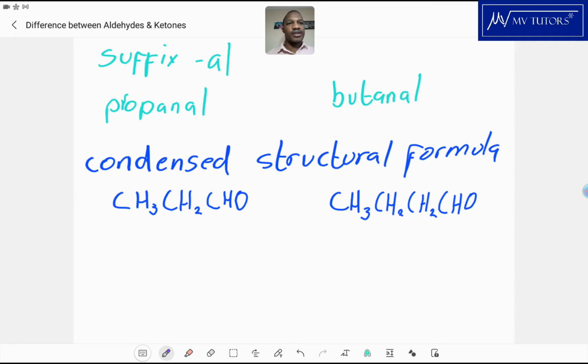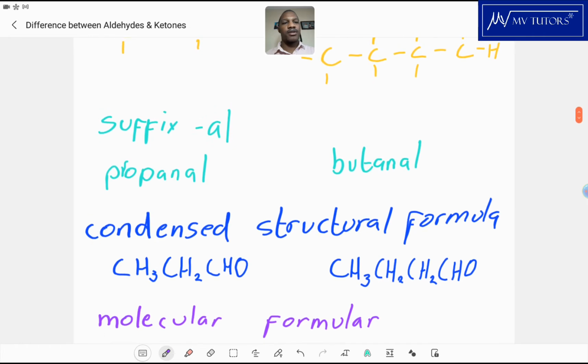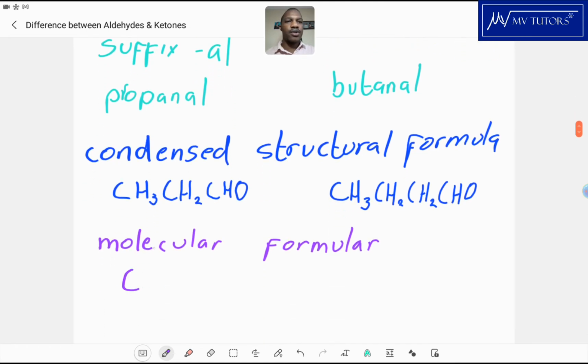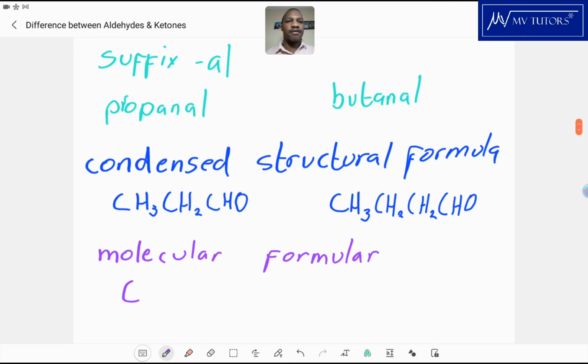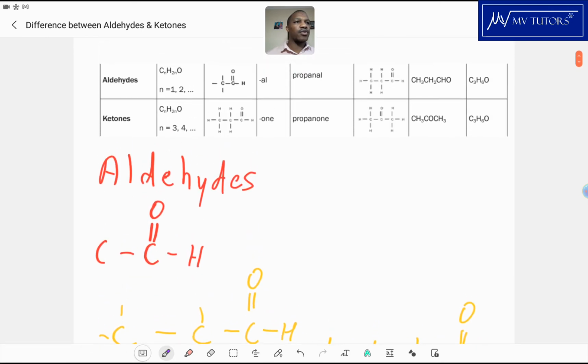Let's now discuss the molecular formula. You write it starting with the number of C's. How many C's do we have here? 1, 2, 3. So we've got 3 C's. And how many H's do we have? We have 3, 4, 5, 6. And then we've got an O, just like that.